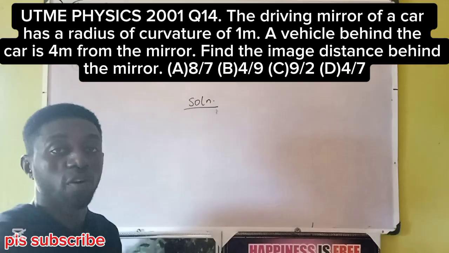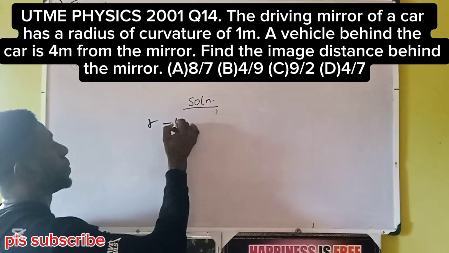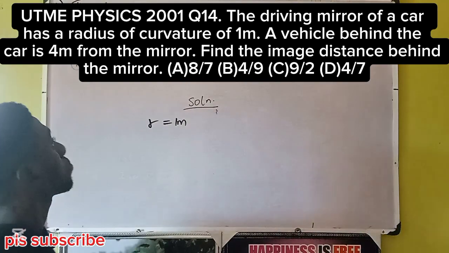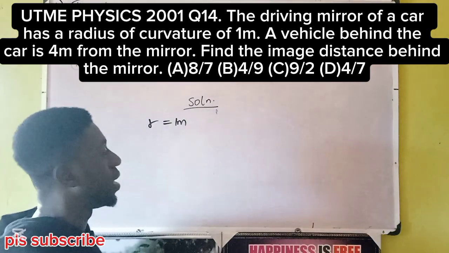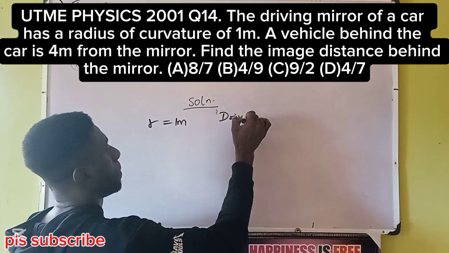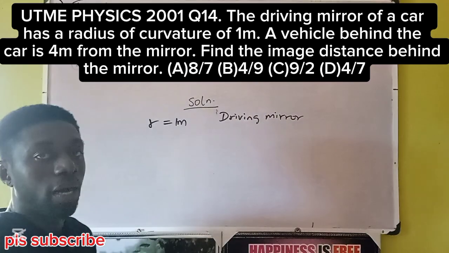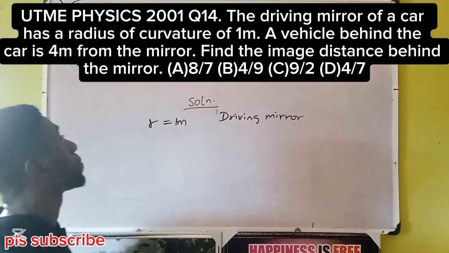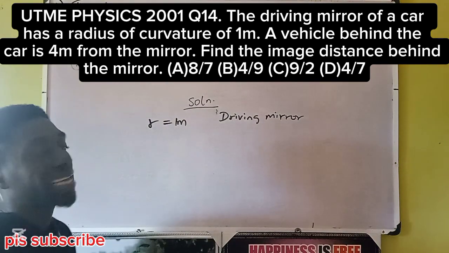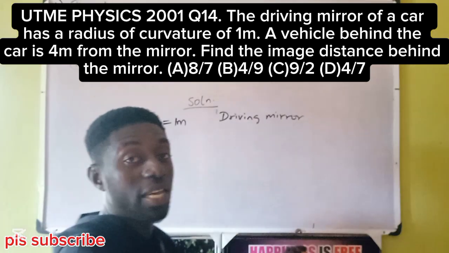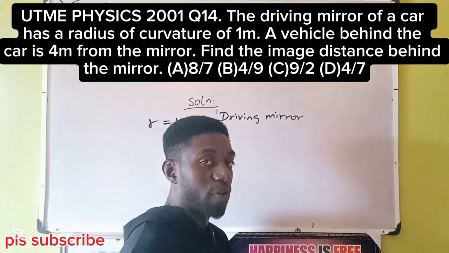We have the radius of curvature, let's say R, 1 meter. We have a driving mirror. Note it down, there's a reason for that. Note it down, we'll come back to it. We have a vehicle behind the car, 4 meters away. A driver is observing a vehicle from the side mirror, the driving mirror of a car.